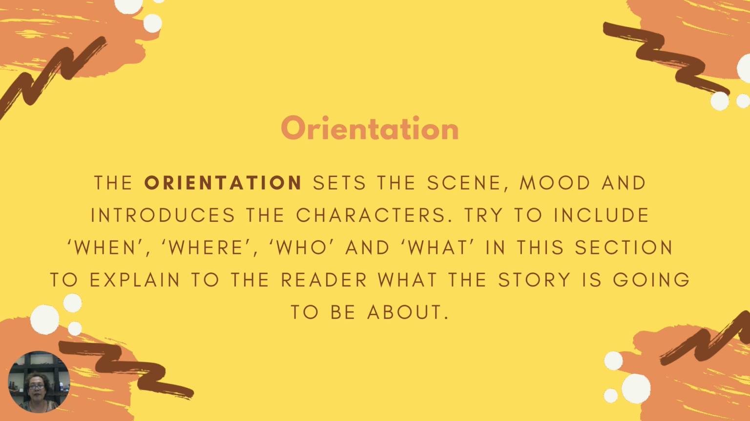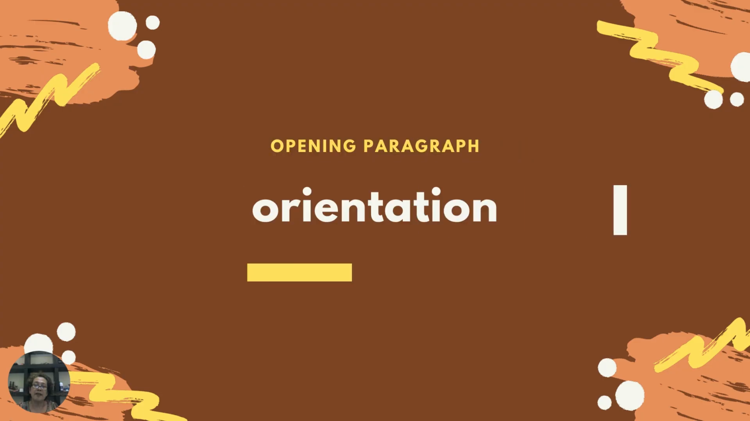So whenever you have the orientation, you have to have the answers to the WH questions, like when, where, who, or what. In this case, it will help the readers to find out the beginning of the story. What will the story be about? Now let's see the example. I take this as the opening paragraph of orientation from a story that children usually have.